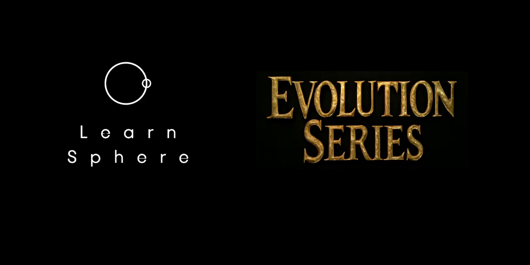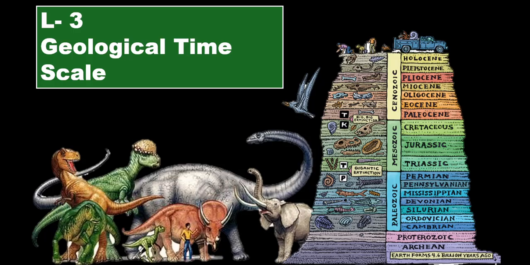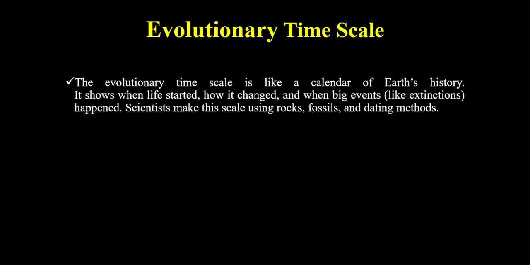This is the third lecture of the evolution series, and in this particular lecture, we will talk about the geological time scale. We will also discuss how different animals and plants evolved or came into existence, and different changes in atmosphere or the structure of Earth. So let's start. What is the evolutionary or geological time scale?